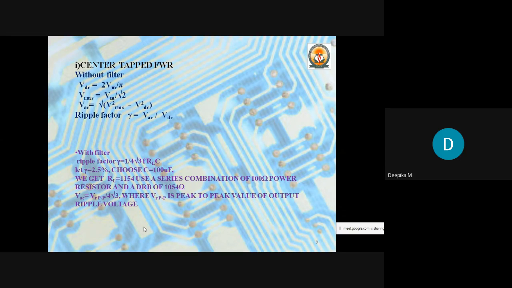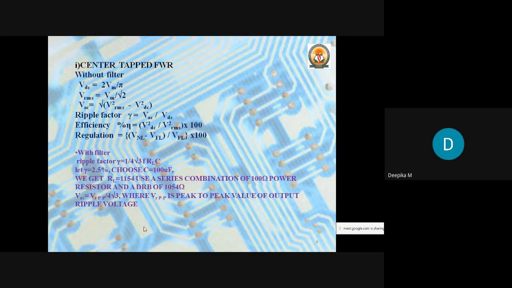And coming to the ripple factor, it is VAC by VDC. That means ripple factor signifies how much ripple is present in the signal. And coming to the efficiency, it is V square DC by V square RMS, that is output by input into 100. So this is the efficiency. And regulation is V no load minus V full load divided by V full load into 100. This is the regulation.